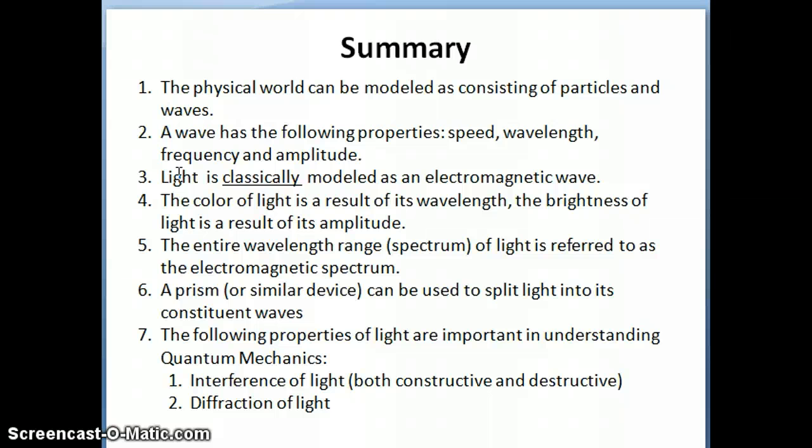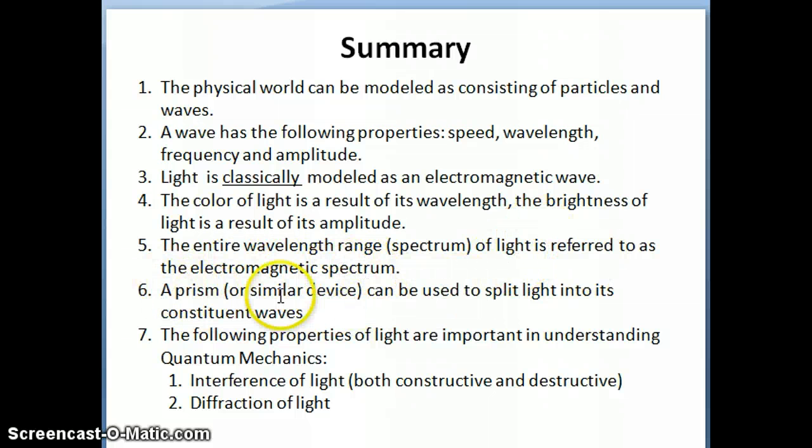Light, which is what we're interested in, is classically, in classical physics, modeled as an electromagnetic wave, a wave that consists of both electric and magnetic waves. The color of the light is what we call the wavelength of that light, and the brightness of the light is the amplitude of the light wave. Now, we also talk about the fact that light has a huge range of wavelengths. The part that we see is just the visible light, but the entire range of the light waves that are available is referred to as the electromagnetic spectrum.